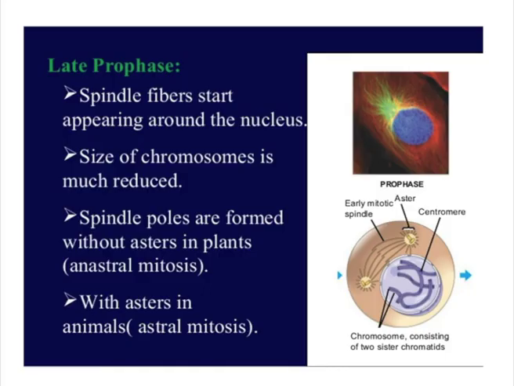Coming to the last one, late prophase. In the late prophase, spindle fibers start appearing around the nucleus. The size of the chromosome is much reduced. The spindle fibers are formed without asters in plants and with asters in animals. This is the late prophase.